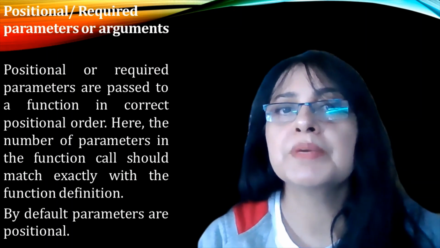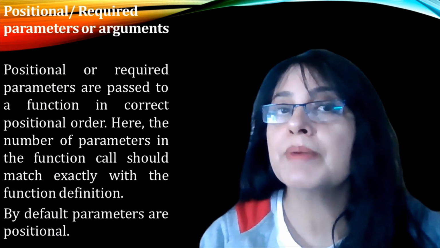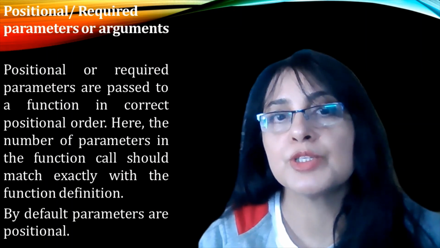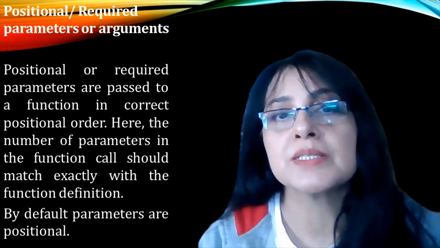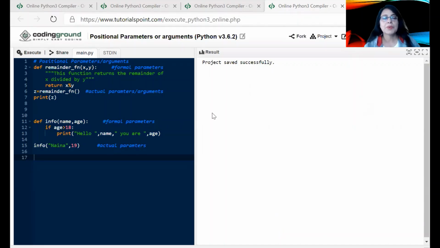Here, the number of parameters in the function call should match exactly with the function definition, and by default, parameters are positional. We start with positional parameters or arguments. We look at an example where we have a function called remainder_fn, which has 2 formal parameters. The parameters which are given when we define a function are called formal parameters, and the parameters which we give when we call the function are called actual parameters or arguments.